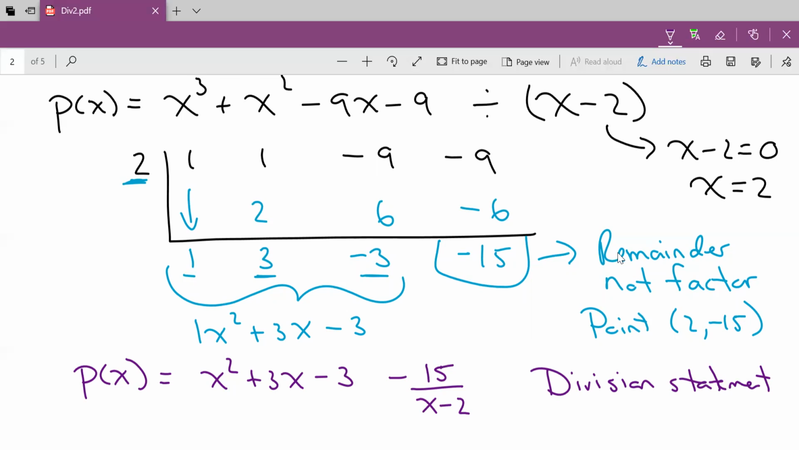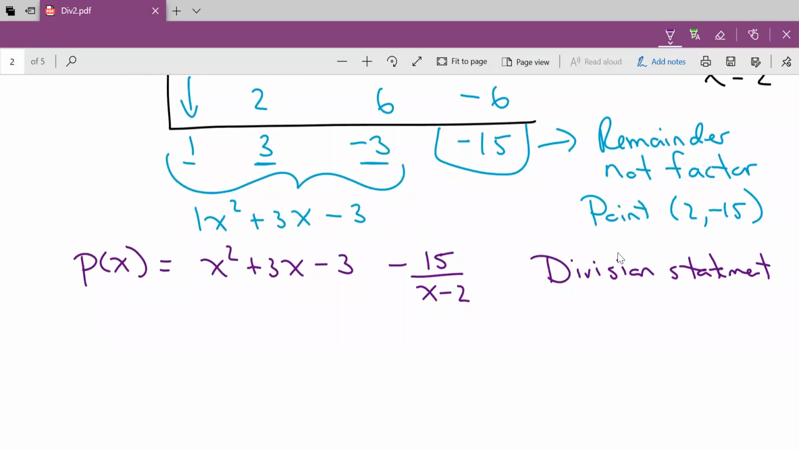Your division statement isn't super important in 30-1, but some people like to talk about it. So what do you have? You've got your remainder over your divisor, and this piece right here, that's called your quotient. Okay, not a big deal, but you never know when these things will come up.